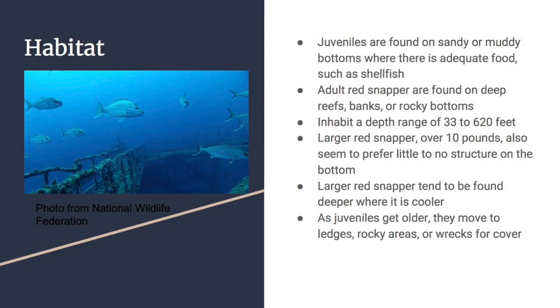Habitat. Juvenile red snapper are found on sandy or muddy bottoms where there is adequate food, such as shellfish, while adult red snapper are found on deep reefs, banks, or rocky bottoms. They can inhabit a depth range of 33 to 620 feet, and larger red snapper that are over 10 pounds also seem to prefer little to no structure on the bottom and tend to be found deeper where it is cooler. As juveniles get older, they move to ledges, rocky areas, or wrecks for cover.